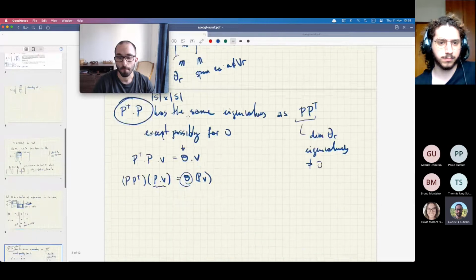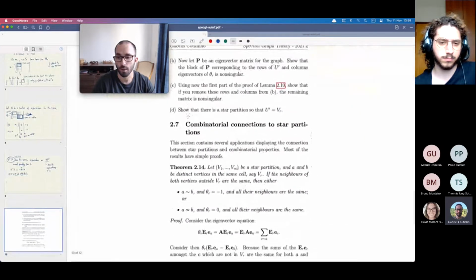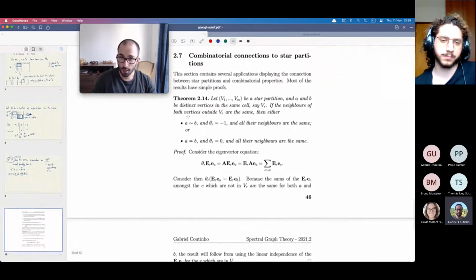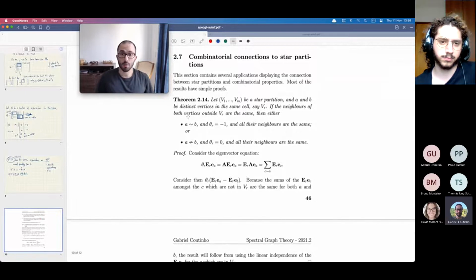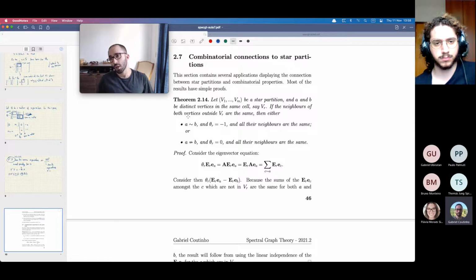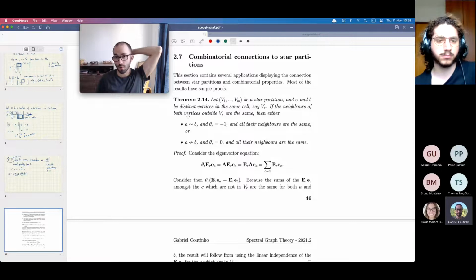All right, let's move to the next topic: the combinatorial connections to star partitions. So here now I want to explore a little bit of what you can say about the combinatorics of the graph, some eigenvector applications of the star partitions, all right?